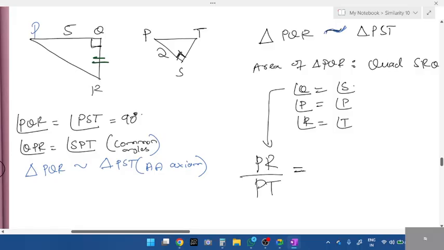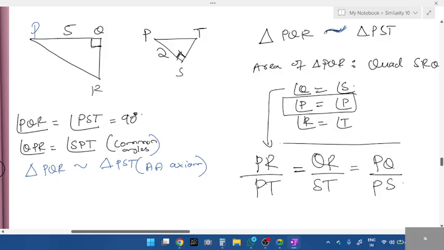According to the concept of proportionality, next take the second one, P, students. P and P. Opposite to P in the first triangle, what is given? QR. Response, students. QR divided by, opposite to P in the second triangle, what is given? ST. Tell me the third one, R and T. Opposite to R, divided by opposite to T. PS. This is known as proportional. These are the sides which are not equal but proportional, students. Is this concept clear?